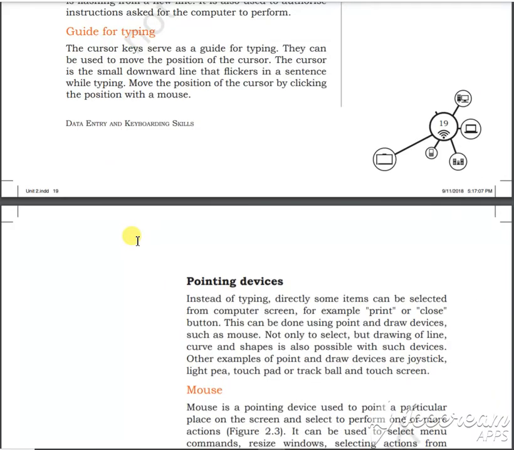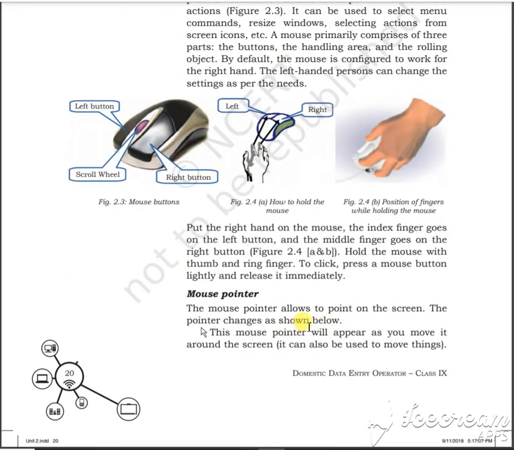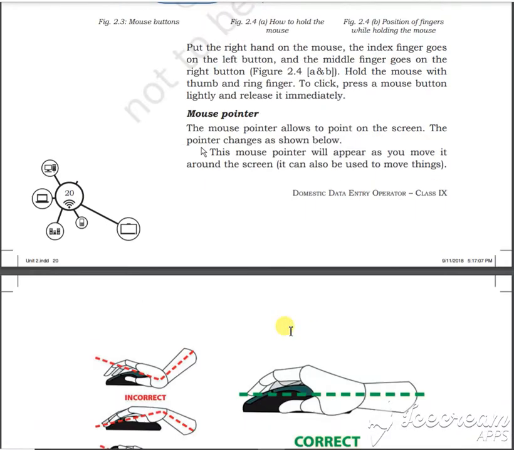Type guiding is there. What is the type guiding? Pointing the mouse pointer. Say how you're going to place the mouse. This is the left button, this is the scroll bar, this is the right button. So this is your finger, it will go here, this finger will go here, and this hand will go by the side. This way you are going to work with the mouse. Okay, mouse pointer is there.